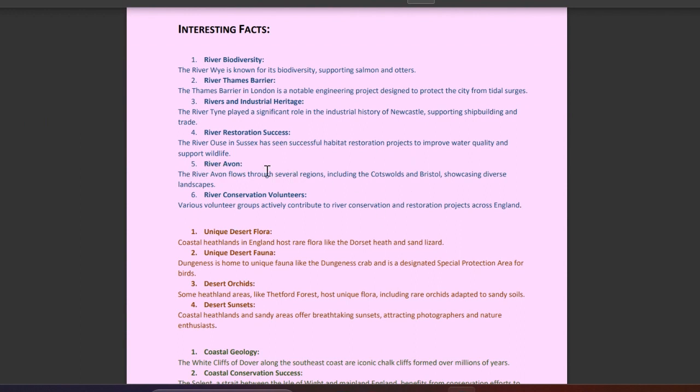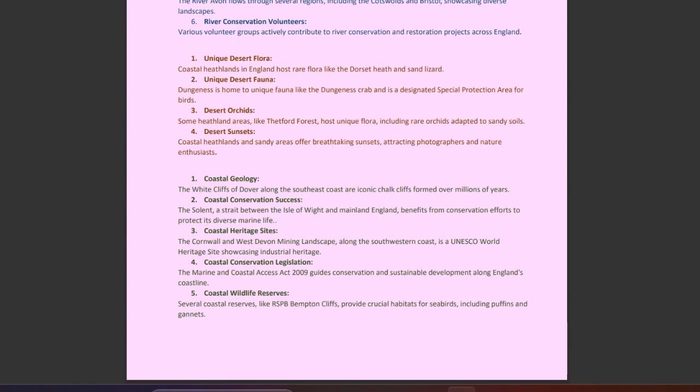the River Avon flows through several regions, including the Cotswolds and Bristol, showcasing diverse landscapes. Desert orchids, some headland areas like the forest, host unique flora, including rare orchids adapted to sunlit soils. Coastal conservation legislation. The Marine and Coastal Access Act 2009 guides conservation and sustainable development along England's coastline.